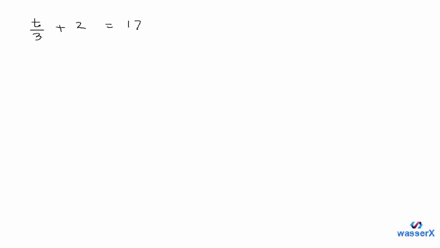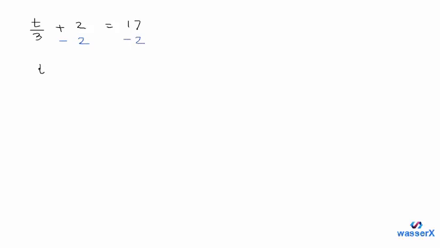So let's get going. Just as in the previous example, our focus should be initially on t over 3. We should try and find out what t over 3 is before we go on to find out what t is. And therefore, we are going to subtract 2 from both sides.